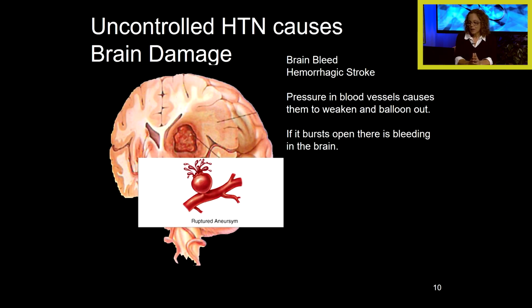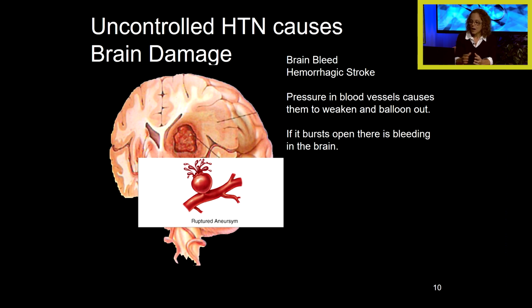In this picture, we're learning about a brain bleed. This is also referred to as a hemorrhagic stroke. What happens here is that there's pressure in a blood vessel that's causing it to weaken and balloon out, like you see in this image. If the pressure gets high enough, there can be a bursting open, a ruptured aneurysm, in which there is bleeding in the brain tissue. This is equally as disruptive to the brain tissue as an infarction can be.